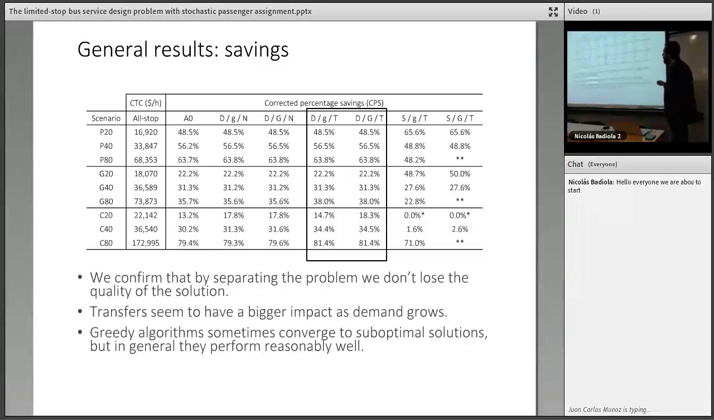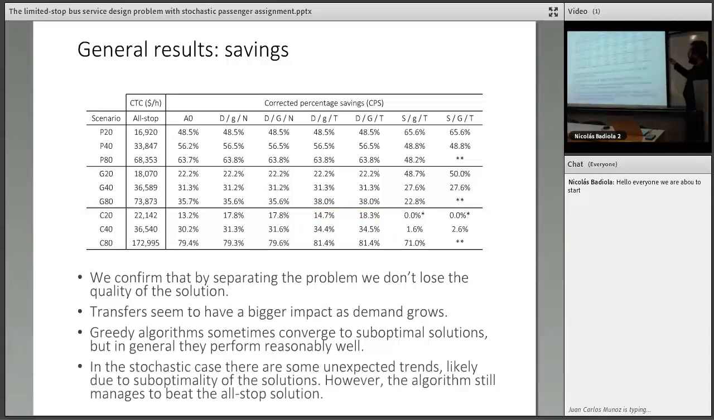But it's interesting to see that in only one of the instances, the GRASP algorithm was able to improve what we were already getting by the greedy approach. So the greedy approach, bottom line, is not that bad. And finally, in this experiment at least, we couldn't find any observable trends when working with stochastic assignment.